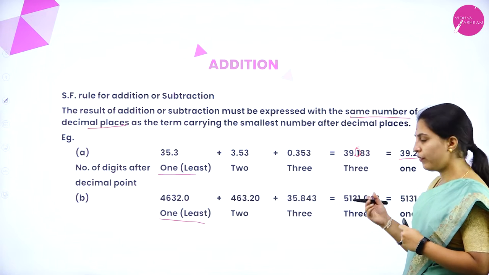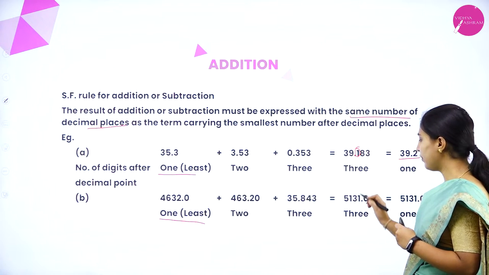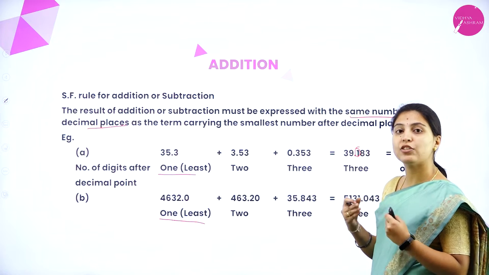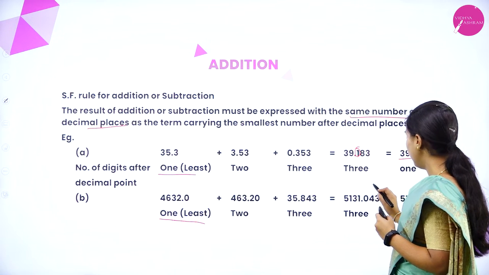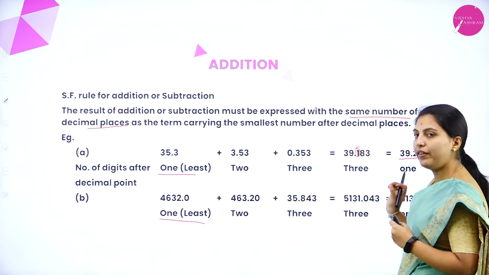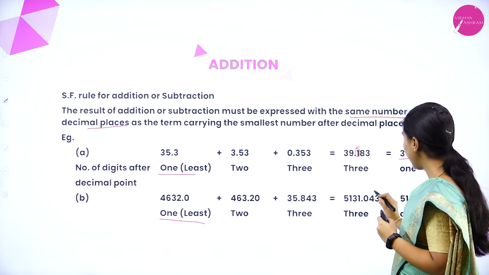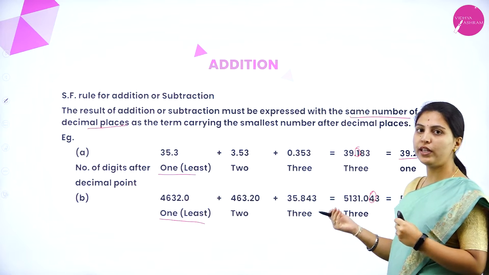Why are they not considering the rest? There is no need of considering. After the digit, if only the first digit 0 is present, that is not significant. So, they are cutting this number and writing as such. Why? Because below 5 is present here, there is no need to increase the number by one.